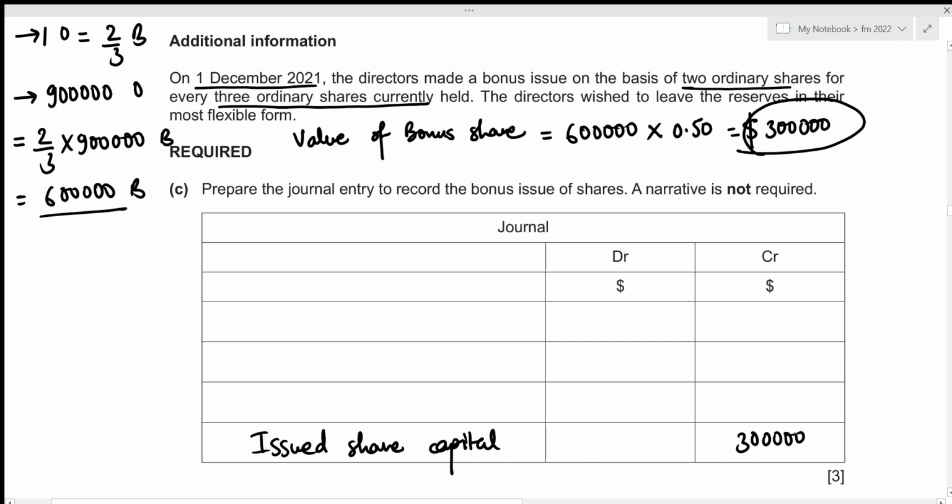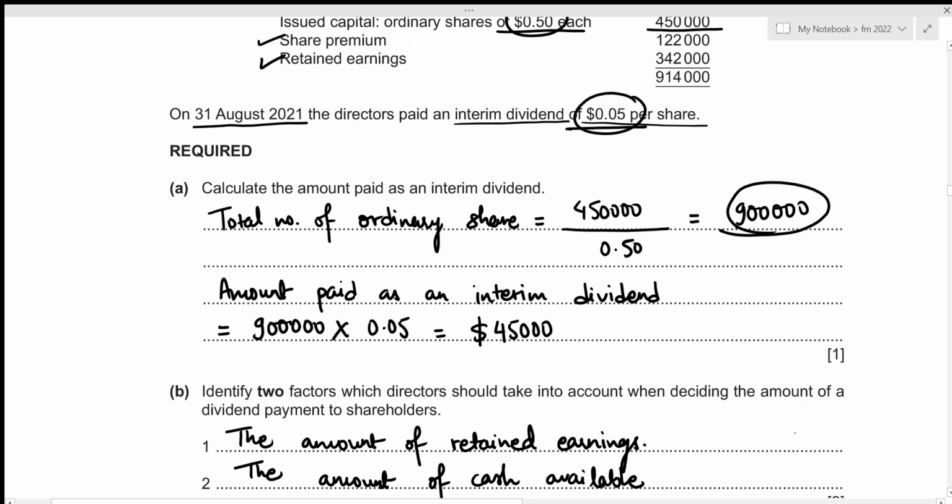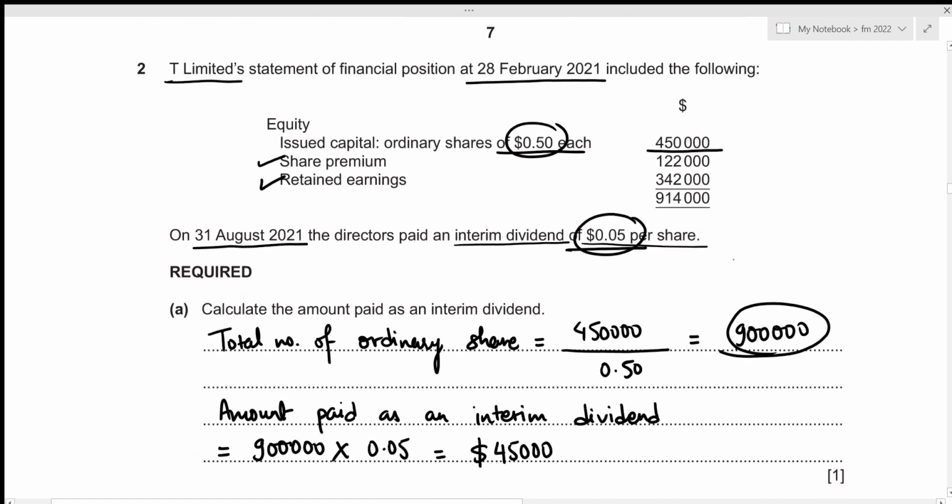And remember that bonus share is not something that we receive from any outside parties. We will actually be funding the bonus shares from our reserves, right? Which are given above as share premium and retained earnings. And we can see that share premium has a value of 122,000, whereas the amount of our bonus shares issued was 300,000. So this amount cannot sustain all of this amount, right?